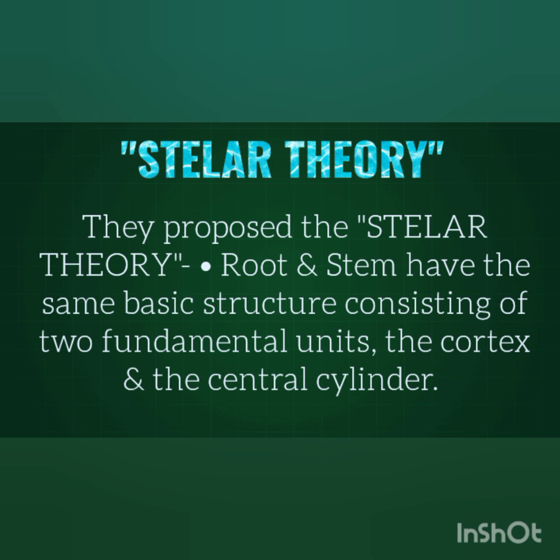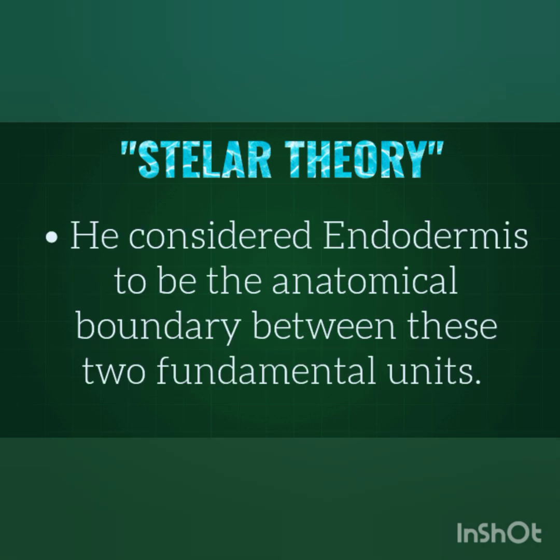Under the Stelar theory, they proposed two statements: the root and stem have the same basic structure consisting of two fundamental units. So here they said that root and stems both have the same basic structure. What are those? The cortex and the central cylinder. And also they considered the endodermis to be an anatomical boundary between these two fundamental units.